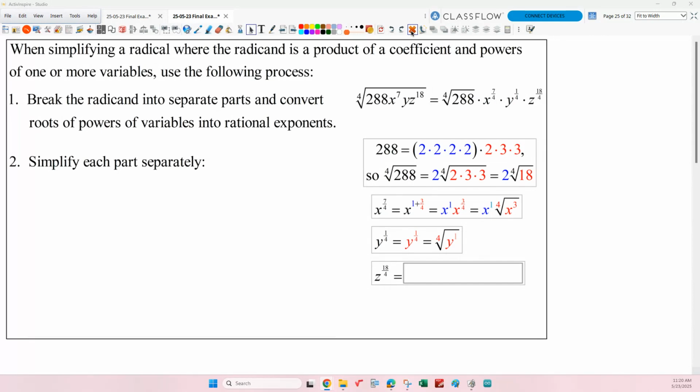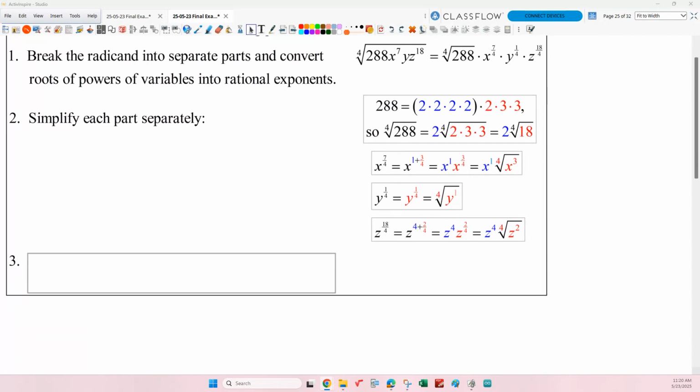Four on the outside. How many on the inside? 2, right? Because 16 goes evenly into 18. So pull out 4. We have 2 left. So what's going to be my outside part if I simplify it?